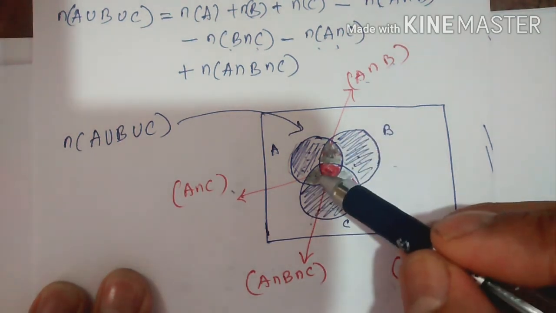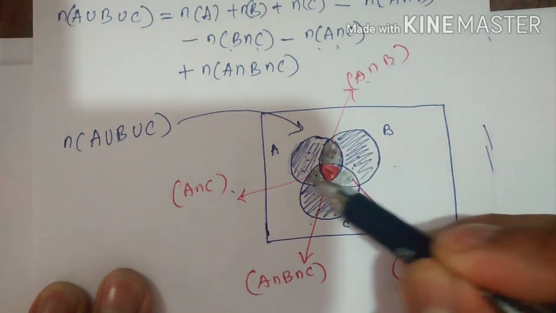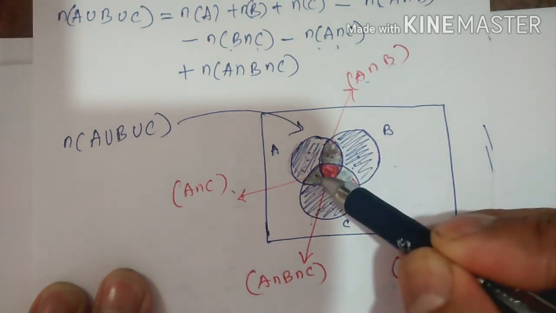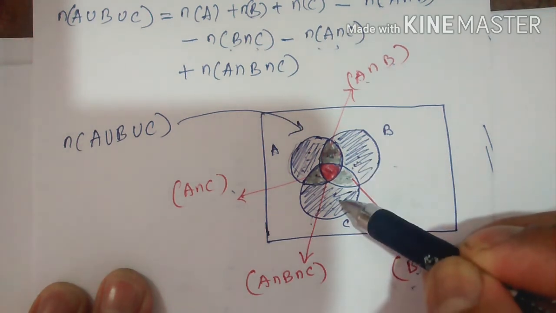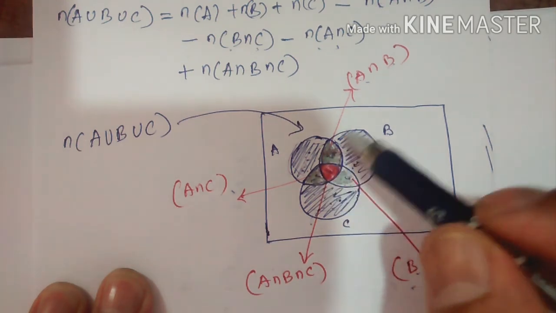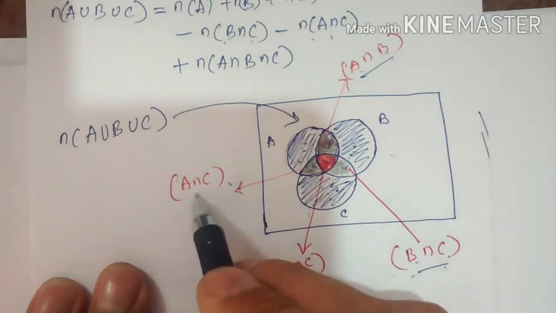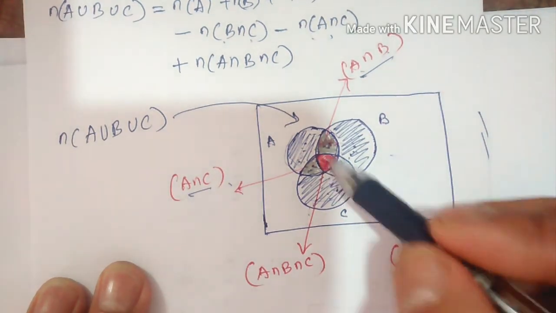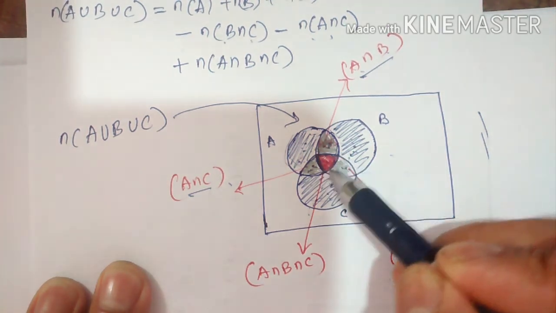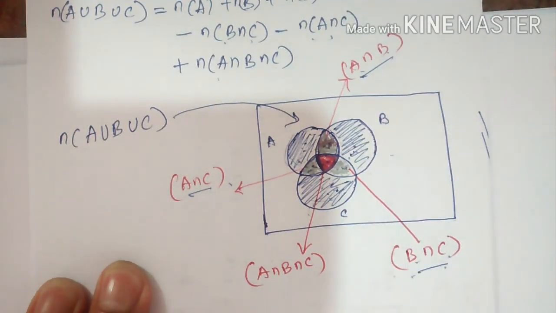But as we do that, there are overlapping portions in these sets, and therefore these portions, which are A intersection B, A intersection C, and B intersection C, have been counted twice. So elements in these regions have been counted twice, so we have to subtract that. As we subtract this, it again leads to extra subtraction of this portion. So at the end, we add this up because it has been subtracted extra.